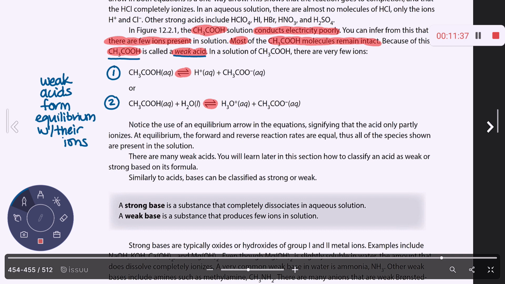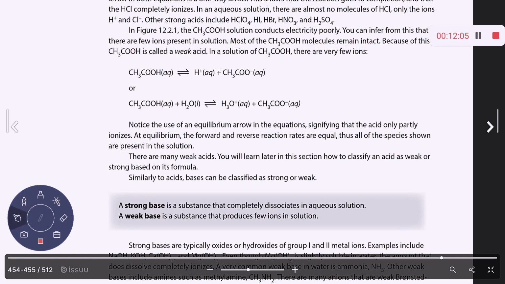So here you can see that the first equation is just showing the ions that would form. The second equation is showing you the Bronsted-Lowry acid version. There are so many weak acids, there is no point in you memorizing them. So if you memorize the strong acids, you automatically know that everything else is weak. Okay, now let's talk about bases. Can I move down a little bit?